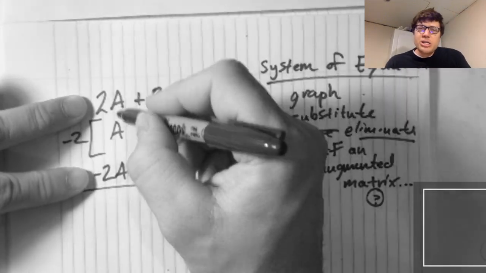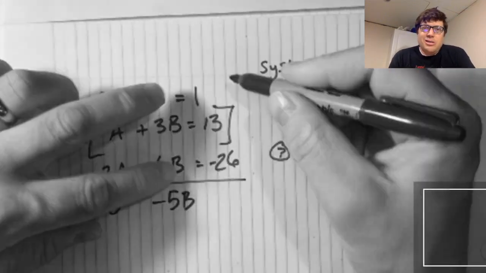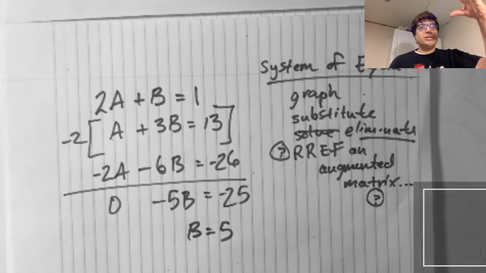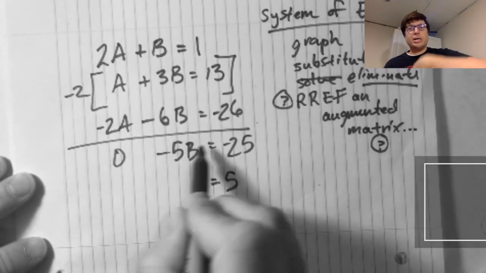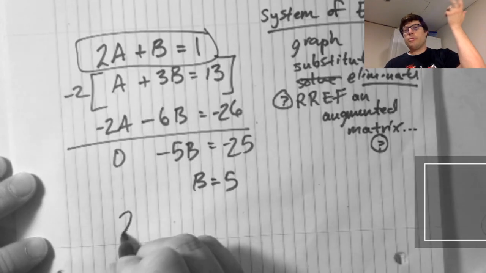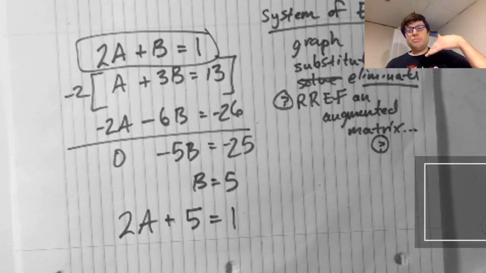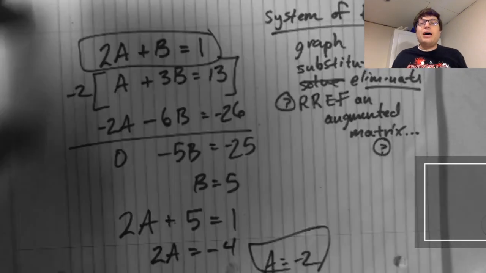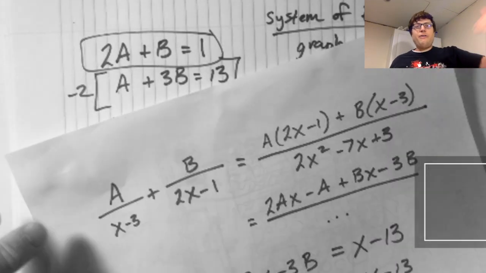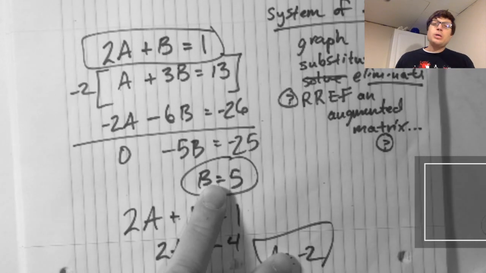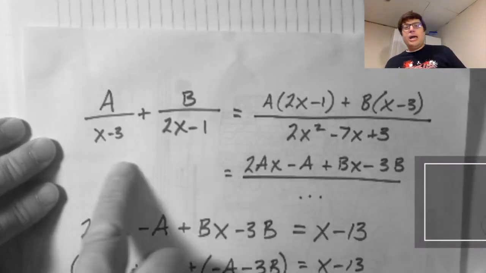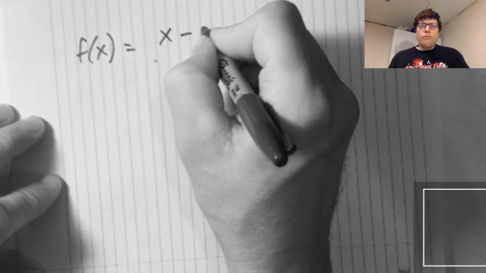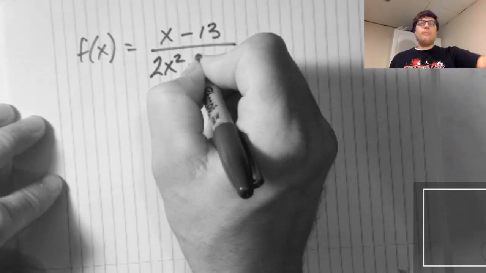I like elimination in this problem because I notice A is just half of 2A. So if I double it and make it negative, I can just combine straight down the columns: 2A minus 2A is 0, 3 times negative 2 is negative 6, B minus 6B gives me negative 5B. And ultimately, I get the top of that B fraction: it's 5 over 2x minus 1. Plug that back in, and I get that A equals negative 2. That's going to go over the other denominator.